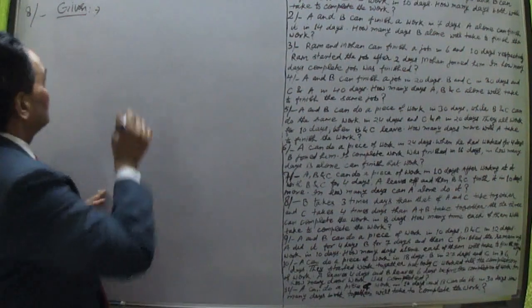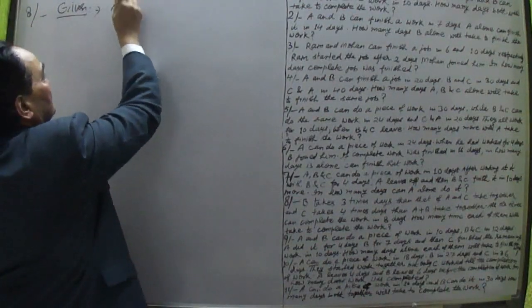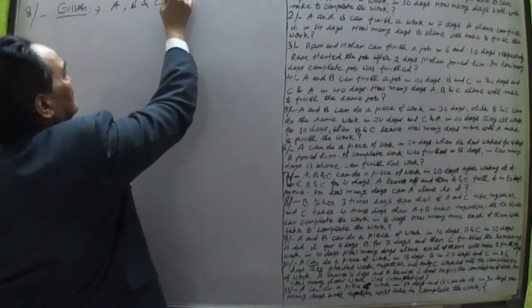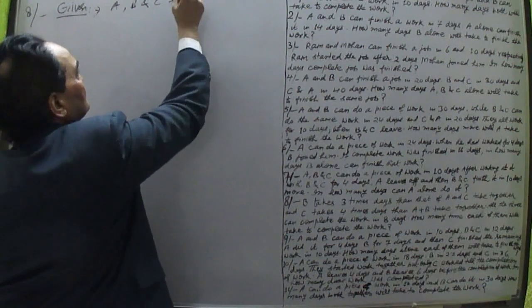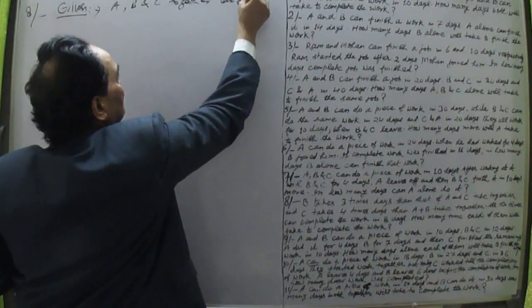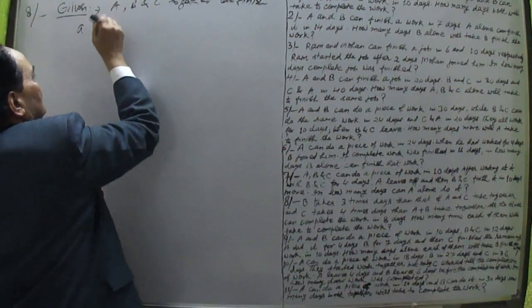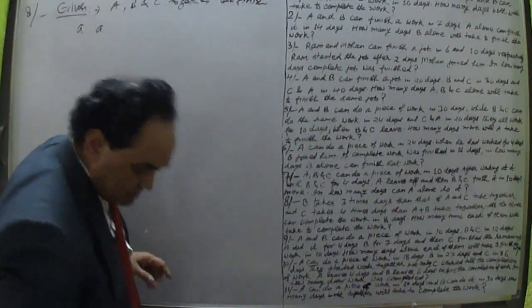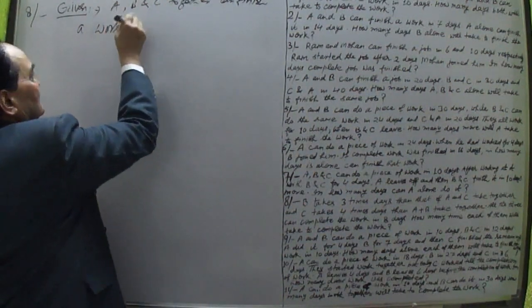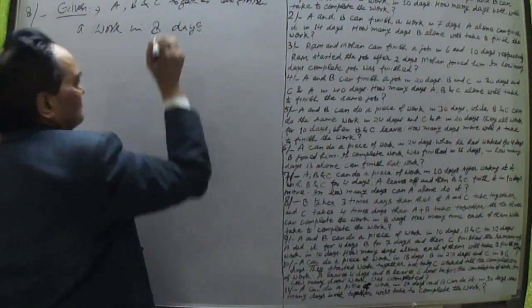Now, let me write down what is given to us. A, B and C together can finish a work in 8 days. This is given to us, one thing.